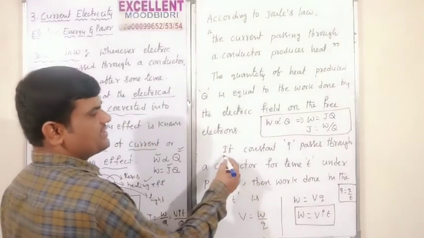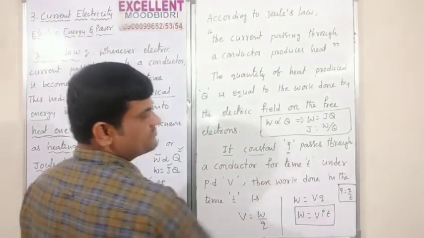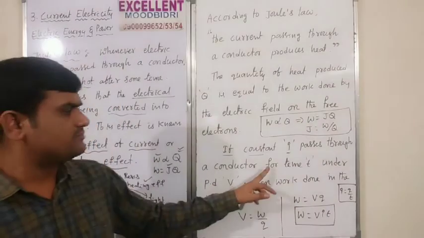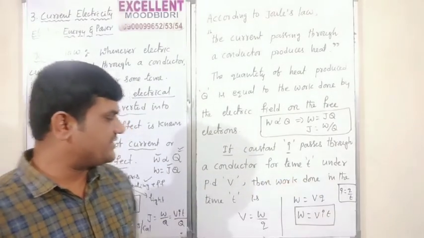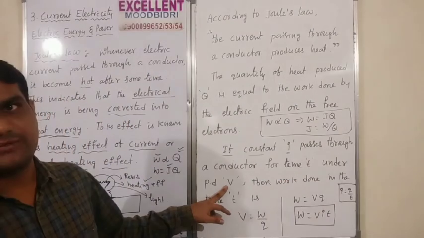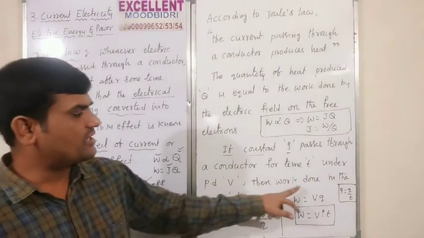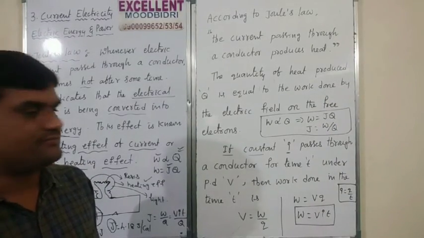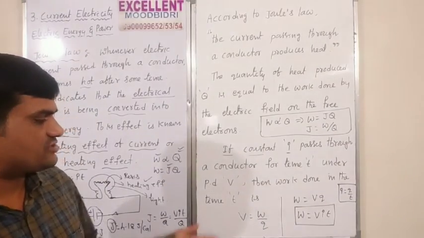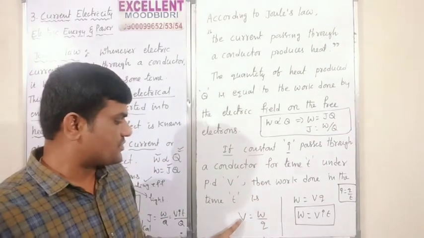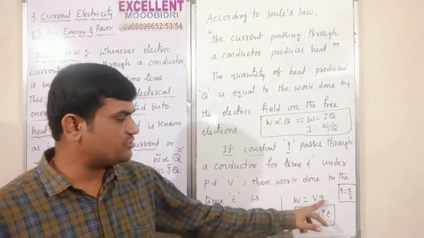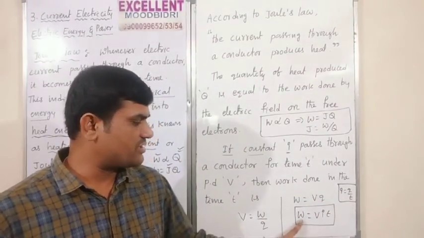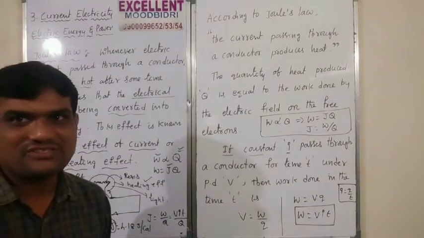Right? Still, what is that? If a constant current I passes through a conductor for time t with potential difference V, then the work done in the time t is, so what is the formula? V is equal to W by Q. W is equal to V into Q. Q is equal to I into T. That's the formula we got. W is equal to VIT.